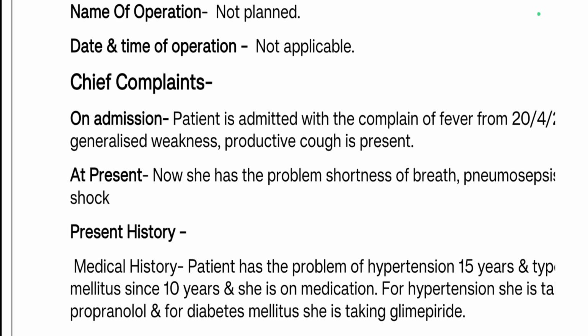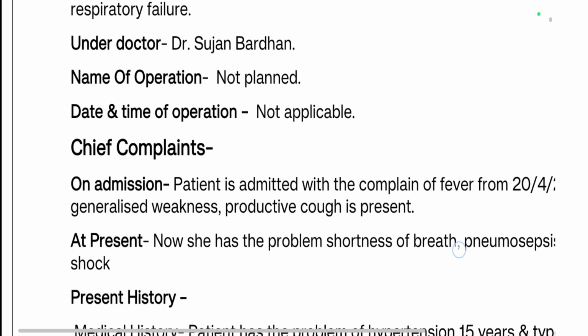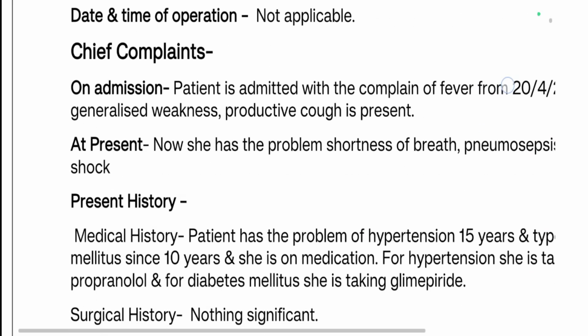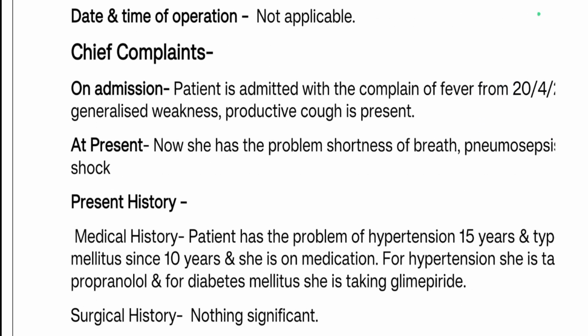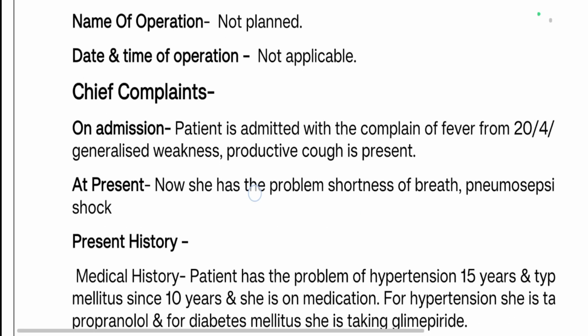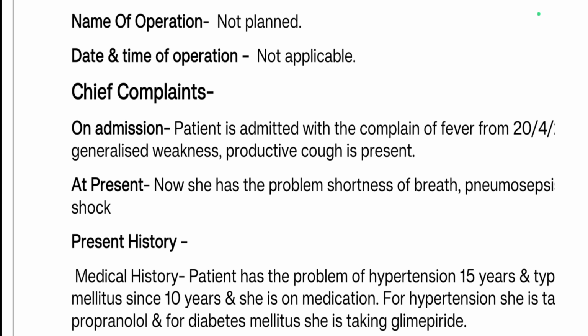Okay, so the identification data points are the same as the previous video. The name of the patient, the age, sex, date of admission should all be written, and the doctor, name of the operation, date and time of operation should be written. After that there is the chief complaint on admission and at present.